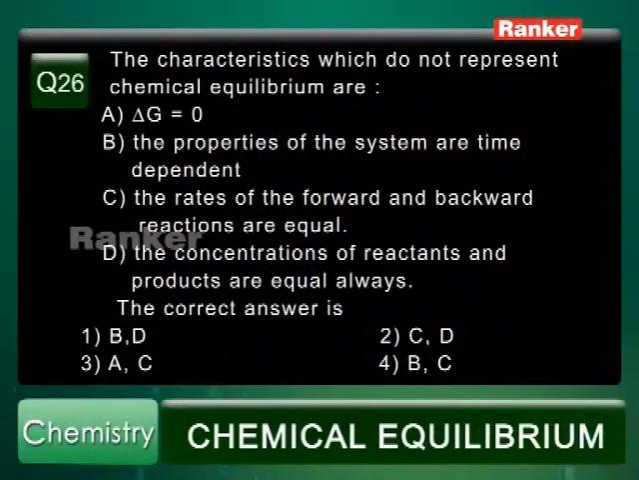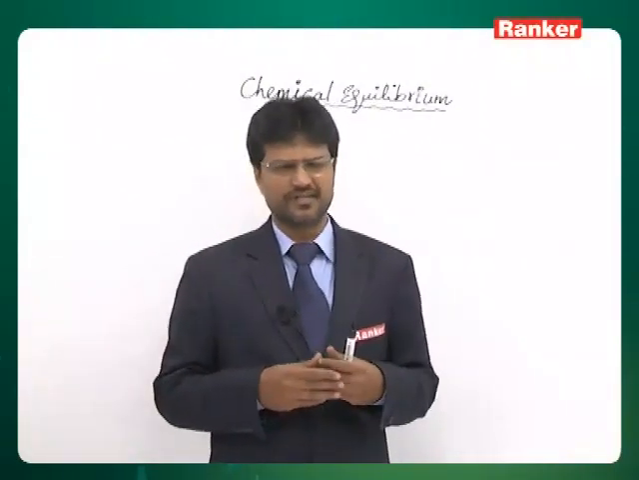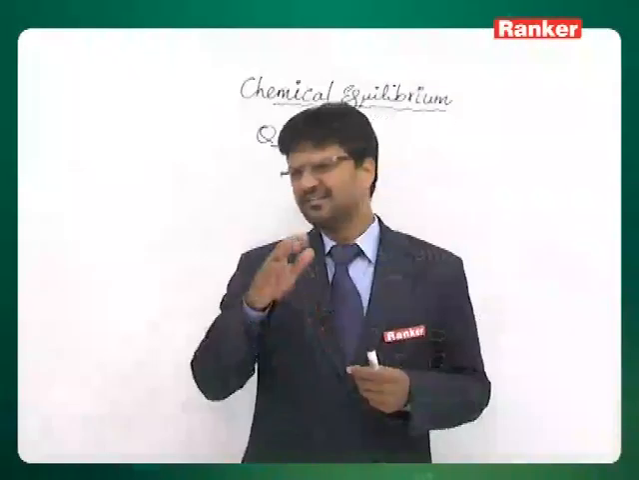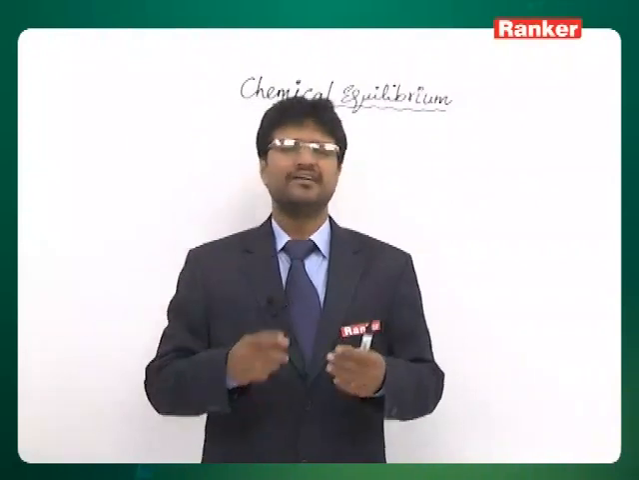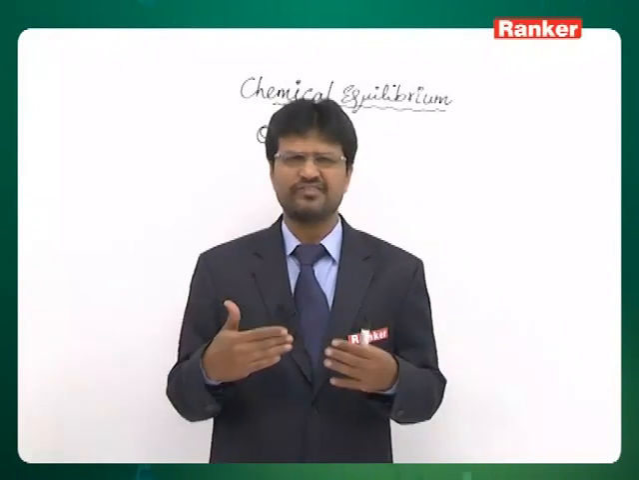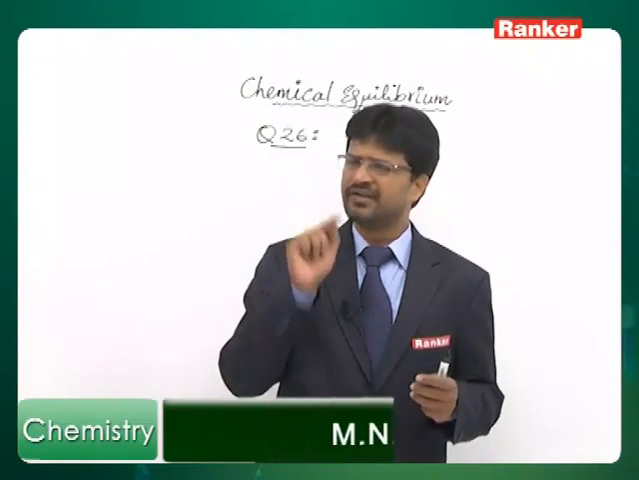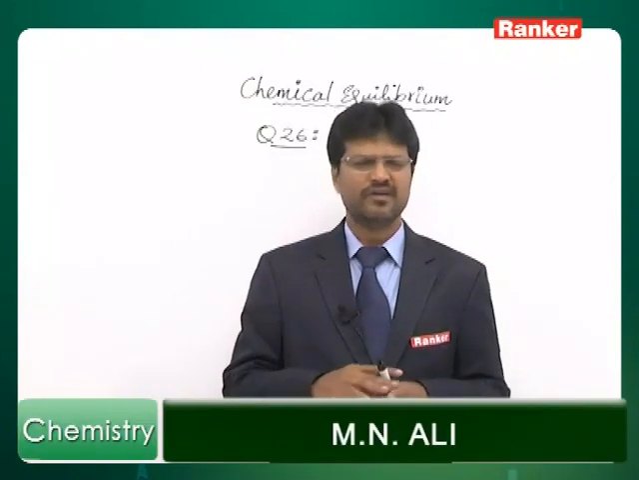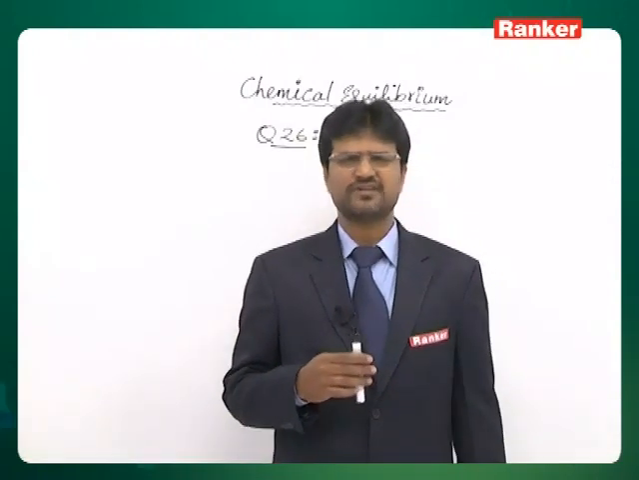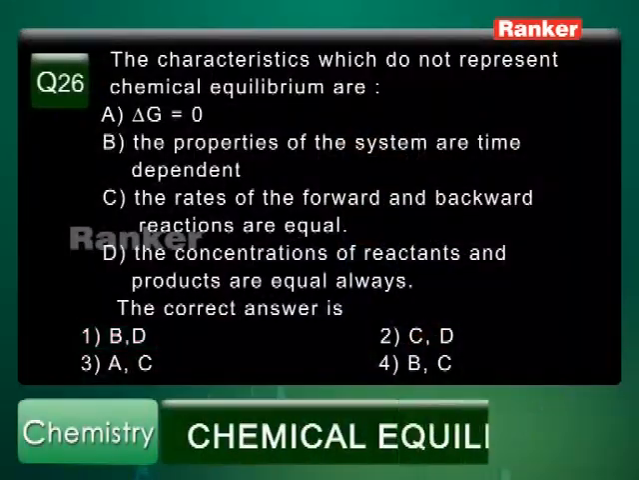Option C, the rates of forward and backward reaction are equal. This is true. At equilibrium, rate of forward reaction becomes equal to rate of backward reaction. Option D, the concentrations of reactants and products are equal always. This is not true. When equilibrium is established, it is the rate of forward reaction which becomes equal to rate of backward reaction. It is not necessary that their concentrations become equal. Concentrations of reactants and products may or may not be same, but rate of forward reaction will always become equal to rate of backward reaction. So the correct answer is first option. B and D do not represent chemical equilibrium.